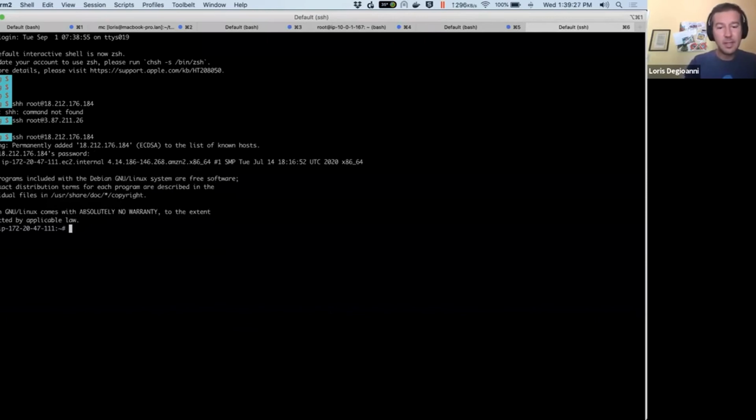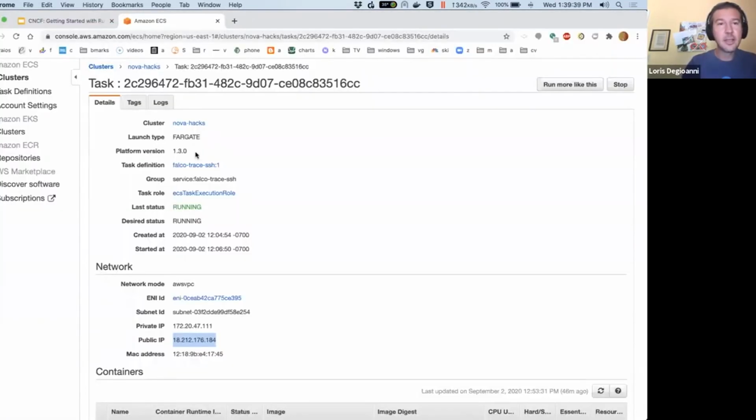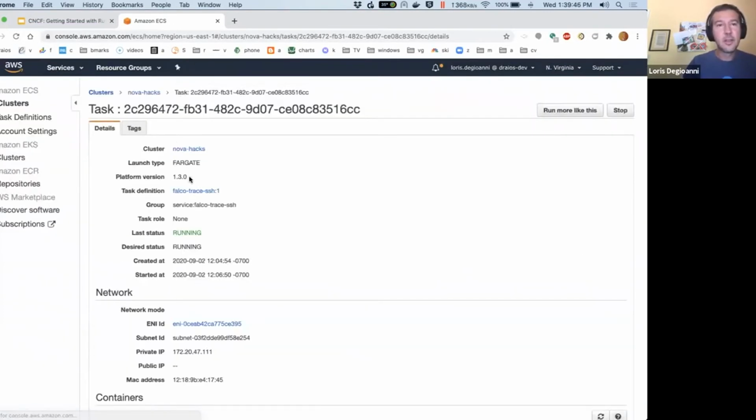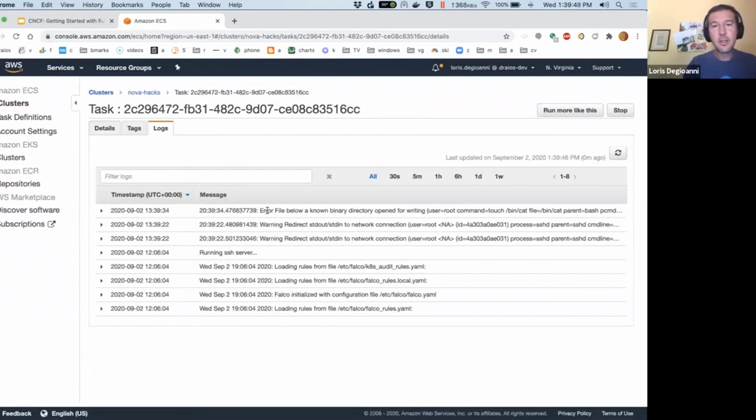And then go inside, and I can do the same. I can just simulate /bin/cat, the same thing that I did before. So now I logged into the container, and I simulated activity, and now I can go and look at the logs in CloudWatch, and as you can see, I'm getting the logs of Falco essentially detecting this.